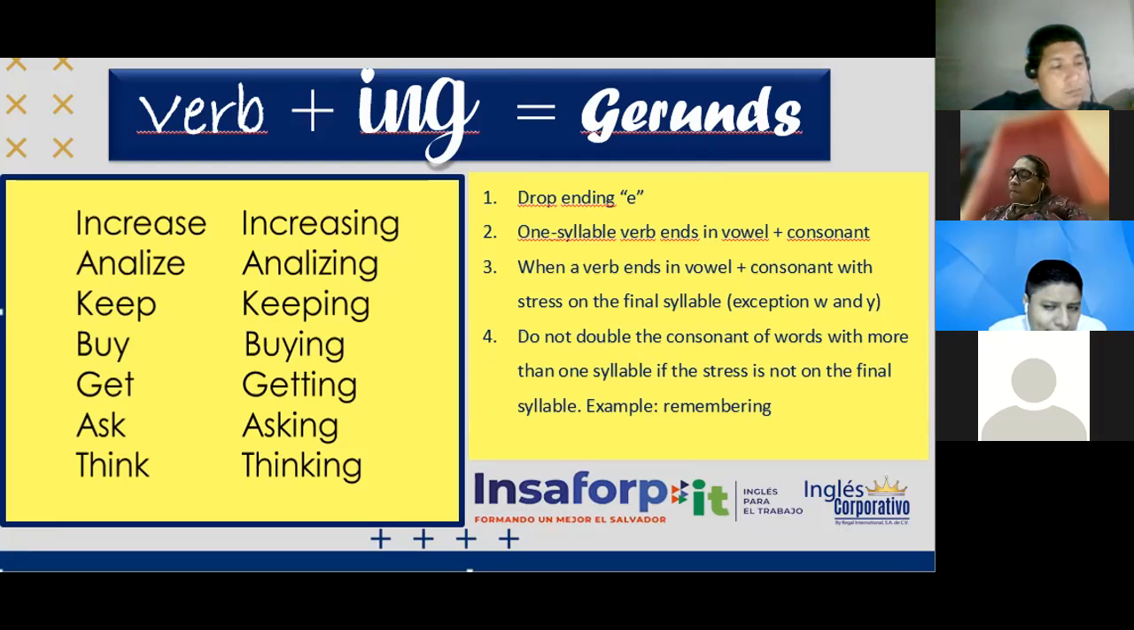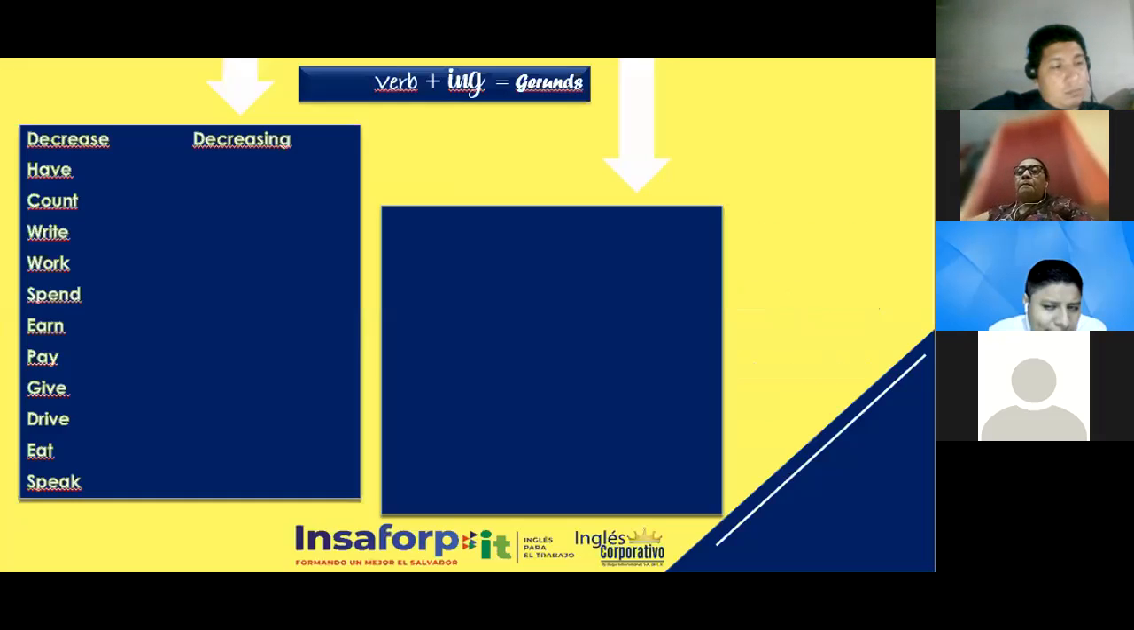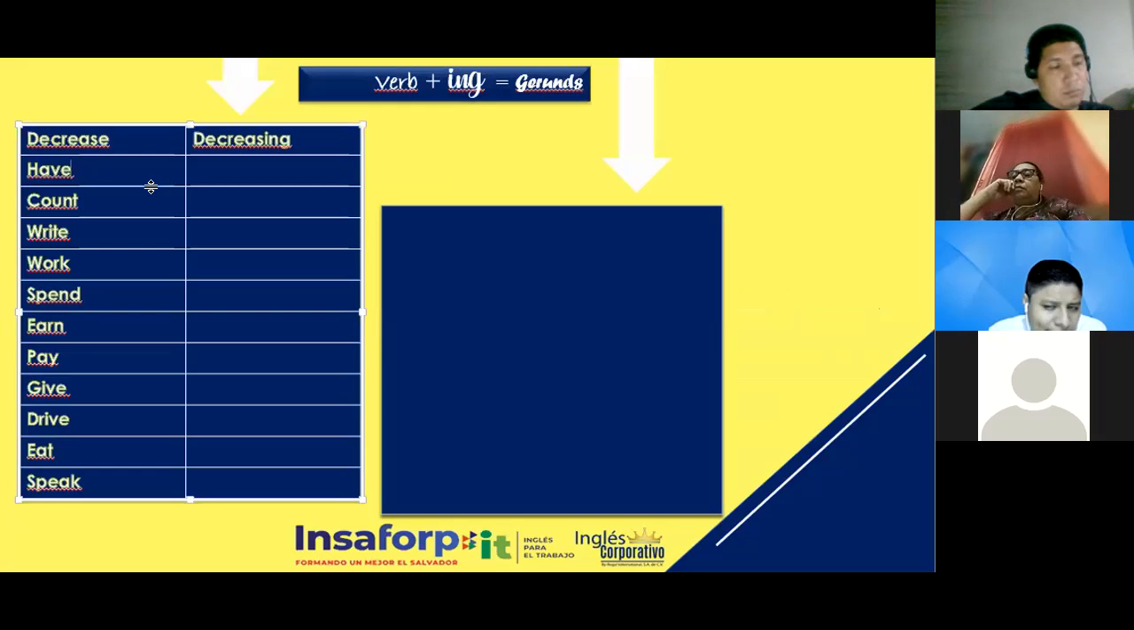Ahora, vamos a ver en estos una lista. We are going to see a list of verbs and we are going to try to write the correct ing verb form, okay? Ahorita vamos a considerar escribirlos de la manera correcta. ¿Cuál sería la manera correcta de escribir have? Having. Having, okay.